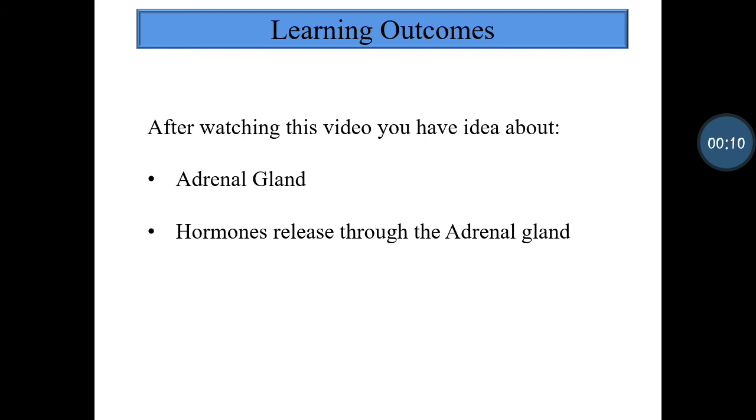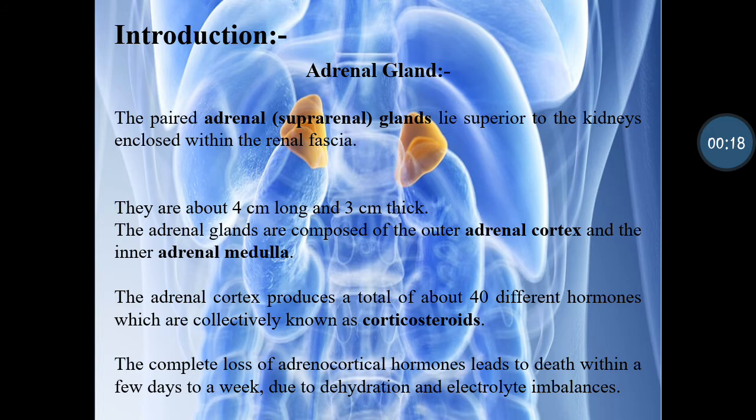The learning outcomes after watching this video: you will have an idea about the adrenal gland and the hormones released through the adrenal gland. Introduction: the pair of adrenal glands, or the suprarenal glands, lies superior to the kidneys, enclosed within the renal fascia. They are about 4 centimeters long and 3 centimeters thick.